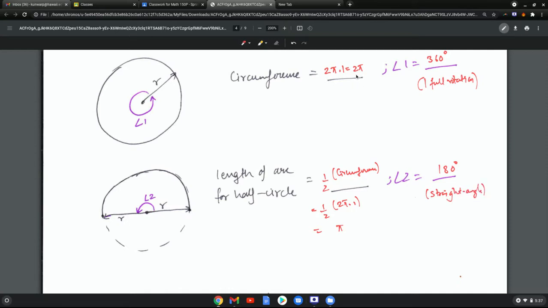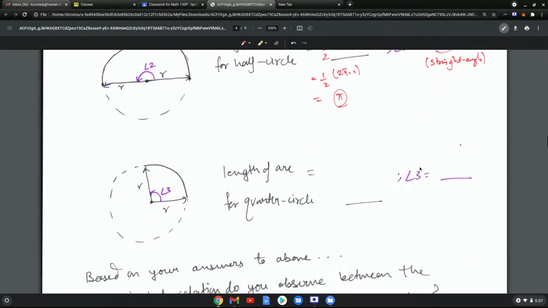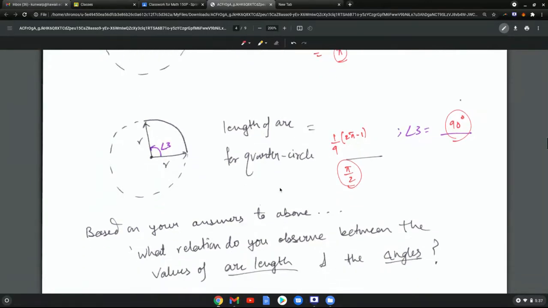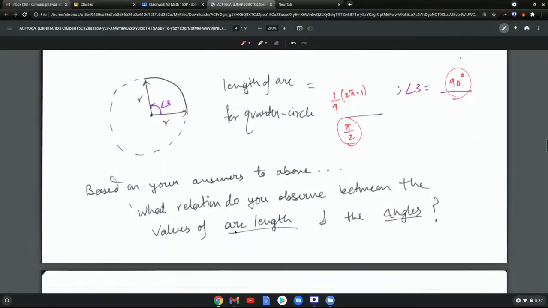Now notice how 2 pi got halved to pi, and 360 also got halved to 180. Let's make one more half. This is quarter circle, so it's 1/4 times 2 pi times 1, which is pi over 2, and this is 90 degrees. So once again, the length got halved and the angle got halved. So based on this, you should be able to observe that there is a relation between the value of the arc length and the angle. If I take smaller chunks of the circle, then the value of the angle seems to change corresponding to how small of a chunk I am taking.